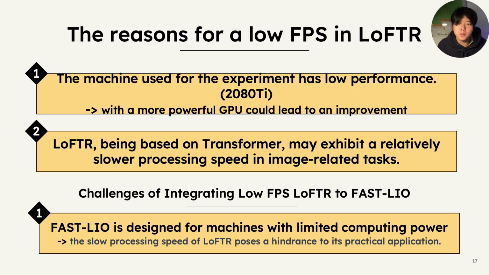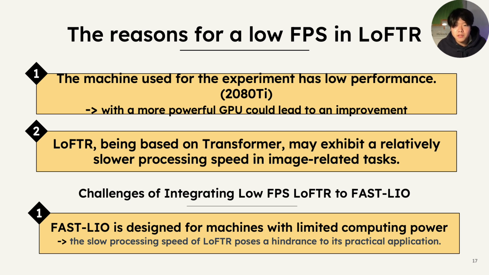Here are some reasons we found that caused the low FPS. First, the machine we used for the experiment was low performance. The GPU spec was NVIDIA 2080 Ti, and we believe a more powerful GPU could lead to a better result. Also, because LoFTR's architecture is based on the transformer, due to its innate nature, it exhibits a relatively slower processing speed in image-related tasks.